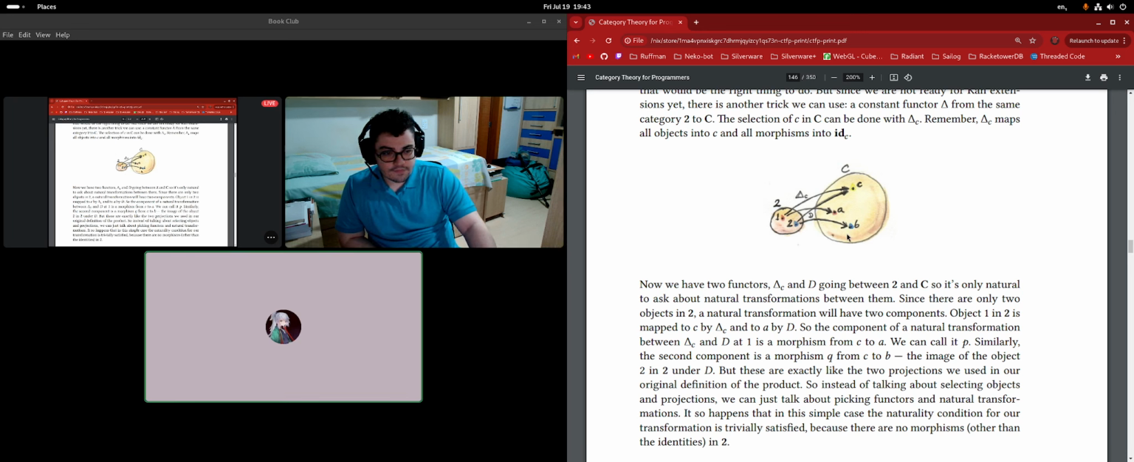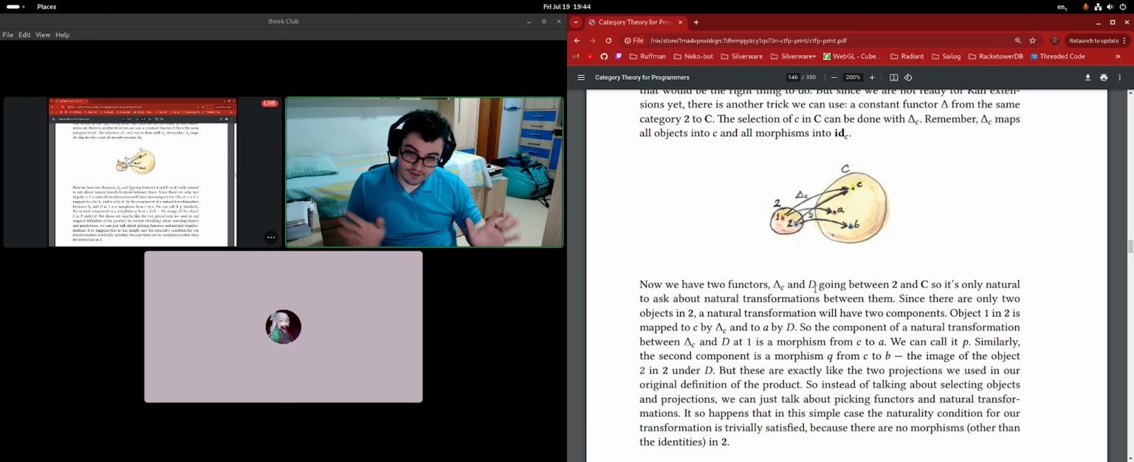Now comes the question, right? If we have two functors, we know that there is a way to bridge functors now because of chapter 10. So that's the next natural question. Yeah, natural transformations. Okay, we have two functors. Is there a natural transformation between them? This seems very complicated, but I think this part is very straightforward. So we have delta C and D going between category 2 and category C. Are there any natural transformations?